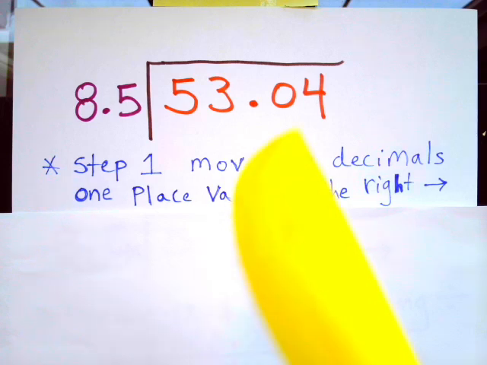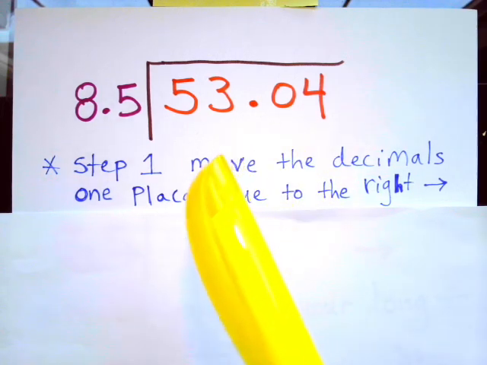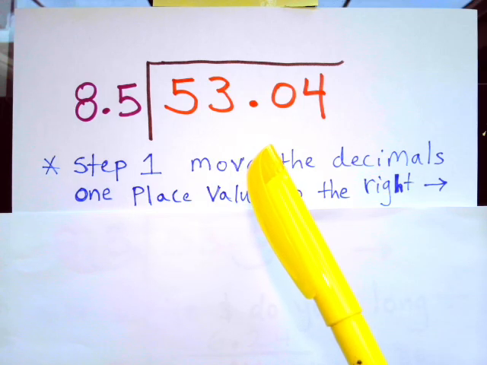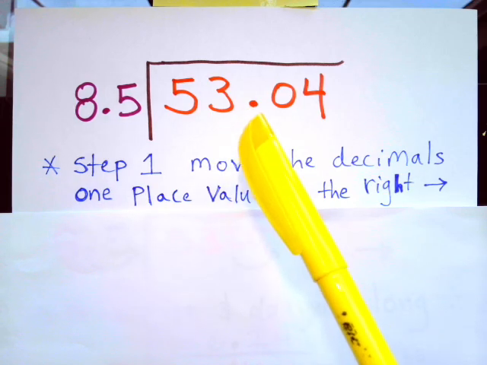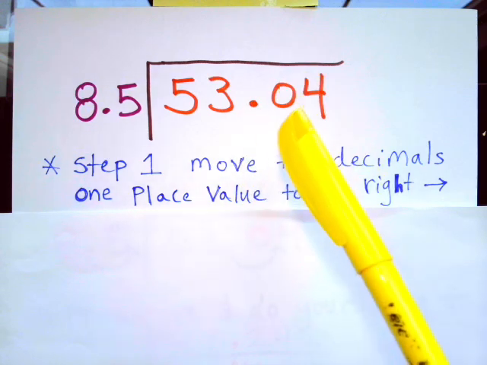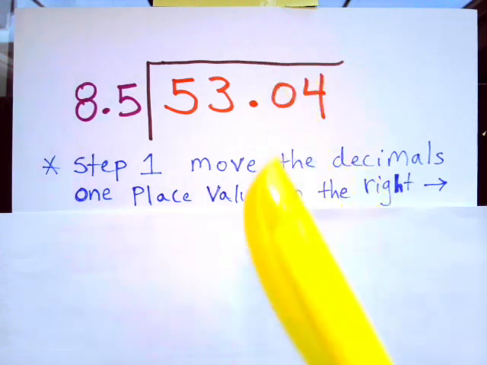Why? Because we're looking for an answer that is money. How much per hour the rental fee was, right? So it's okay to have a decimal in your answer, right? So we can move this to the right, raise it right above that divisor bar, and then we can start to divide.